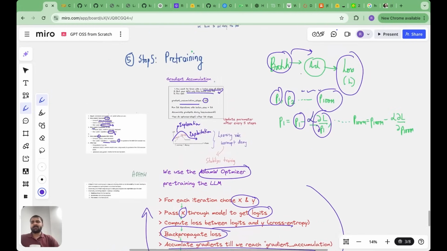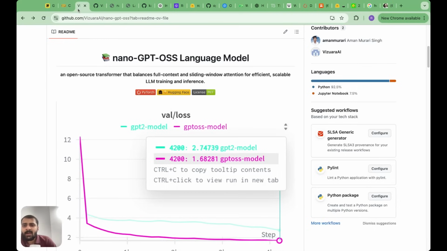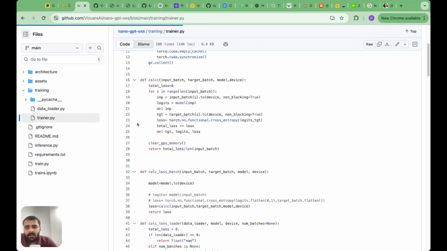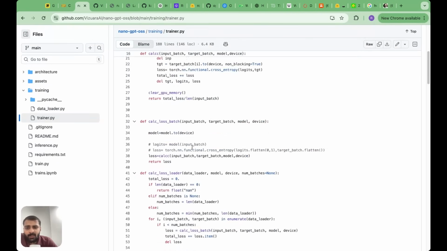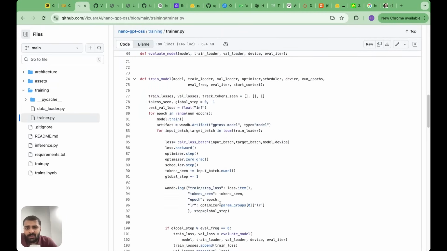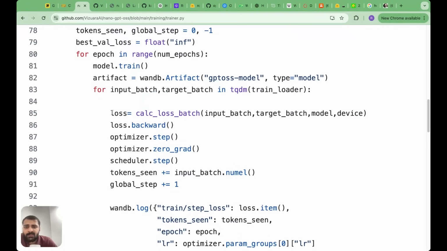All right. So if you go to the code again, you will see that if you go to training and if you go to trainer.py, here you will see that after we have functions for the cross entropy loss calculation, there is a train model, and here is where we have defined the loop. So first, calculate loss batch. This is where we compute the forward pass and get the loss. Then we update the parameters.